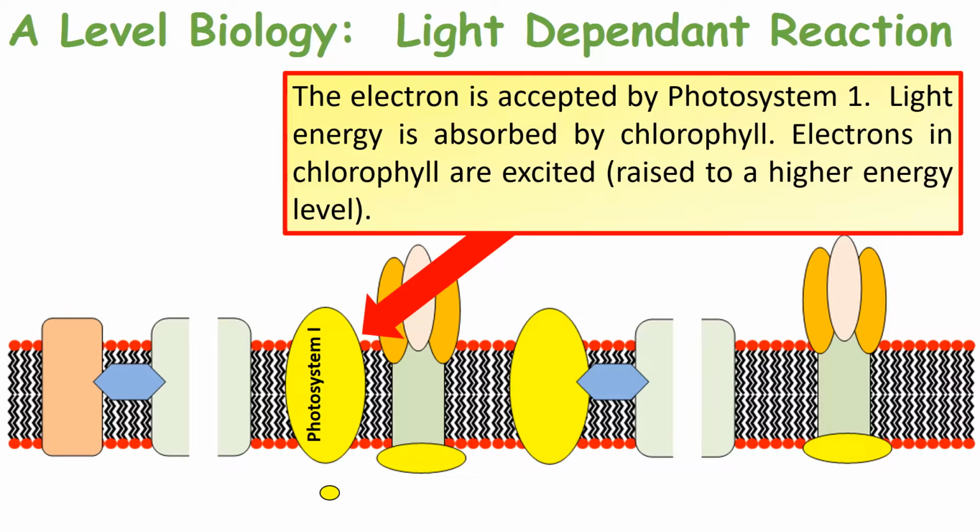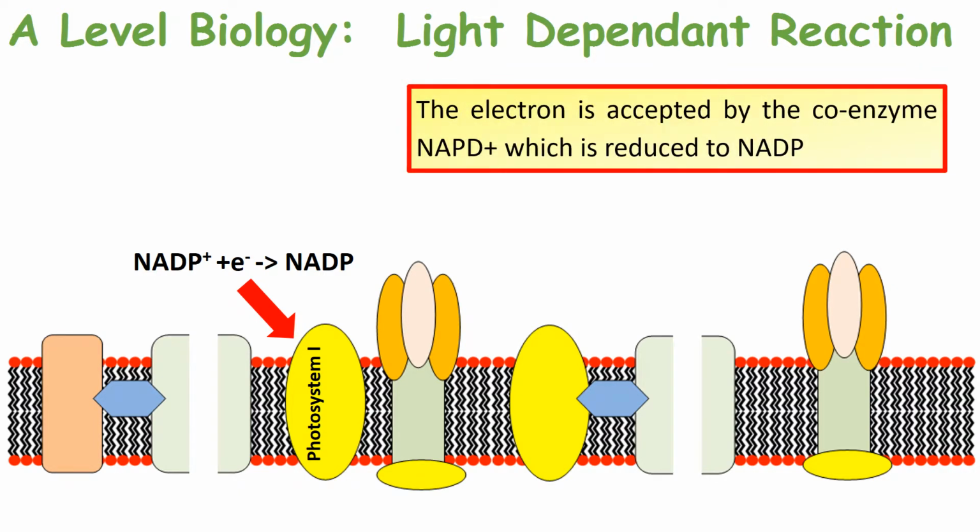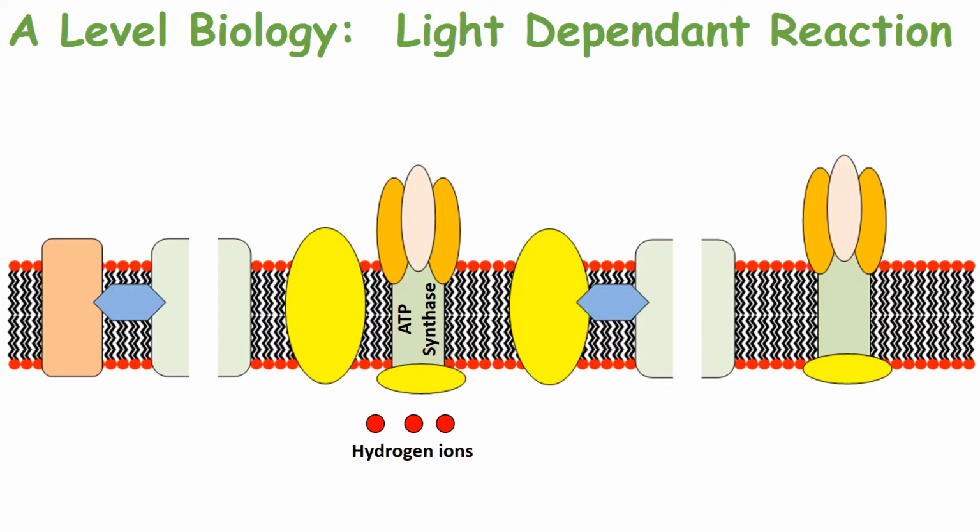The electron is then accepted by photosystem 1. Light energy is absorbed by the chlorophyll. The electrons are then excited, so therefore raised to a higher energy level. The electron that moves through photosystem 1 is accepted by the coenzyme NADP+, which is reduced to NADP.